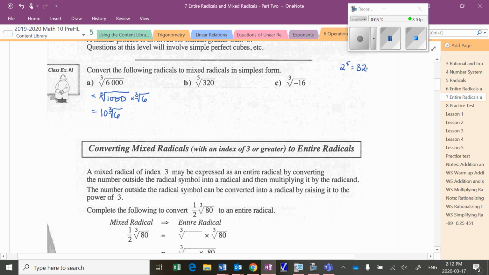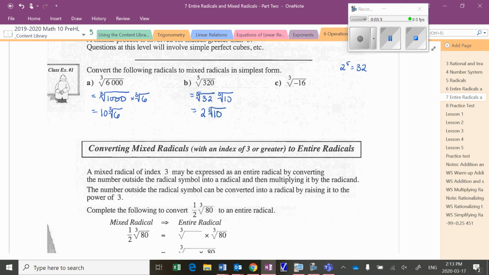Oh, thank goodness, we don't have to go much further than that. And so we can see then that the 5th root of 320 can be broken down to the 5th root of 32 times the 5th root of 10, and the 5th root of 32 is 2, so it is 2 times the 5th root of 10, and that is our mixed radical in simplest form.